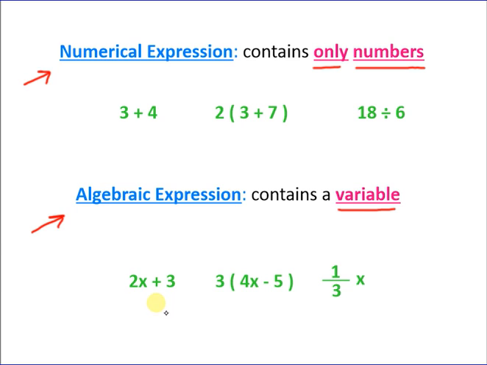So the letter represents a number, and we will get to what that number is in the next unit, but for now, this is what an algebraic expression will look like. 2x plus 3, 3 parentheses 4x minus 5, or 1/3 x. So the difference between numerical and algebraic is numerical is only numbers, and algebraic has a letter in it.